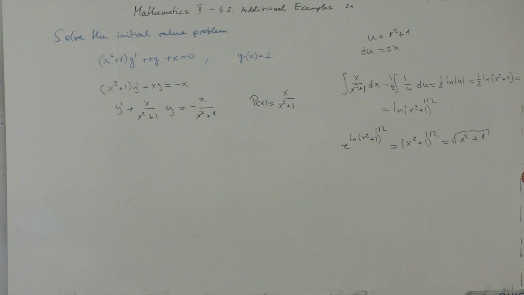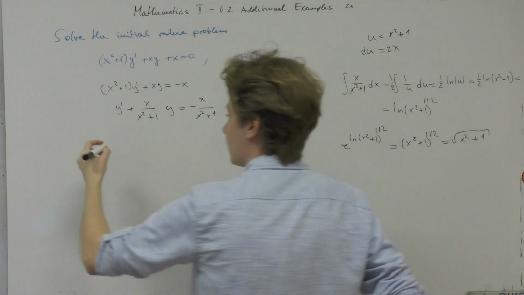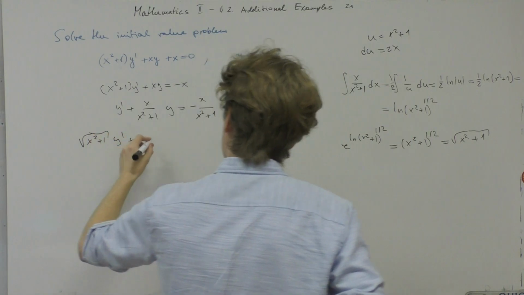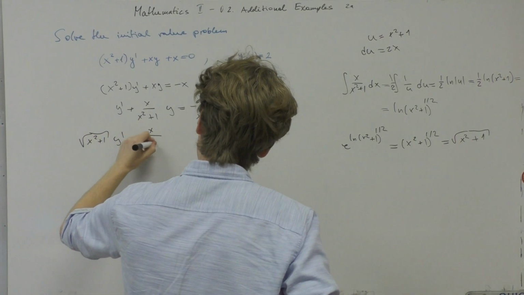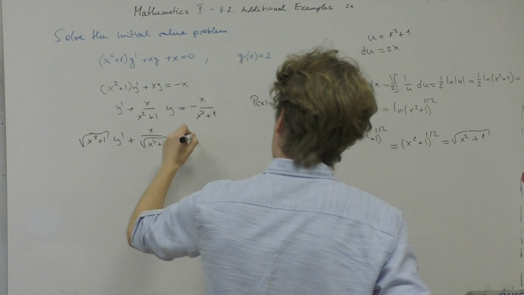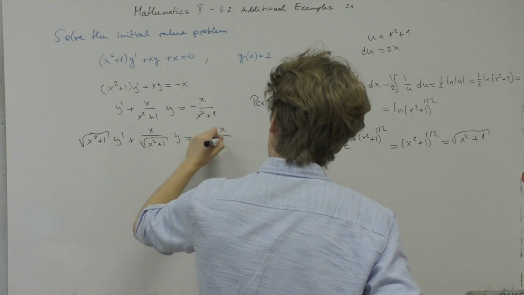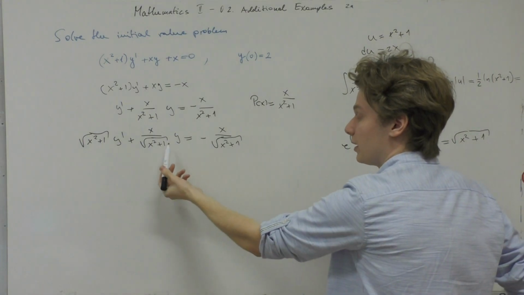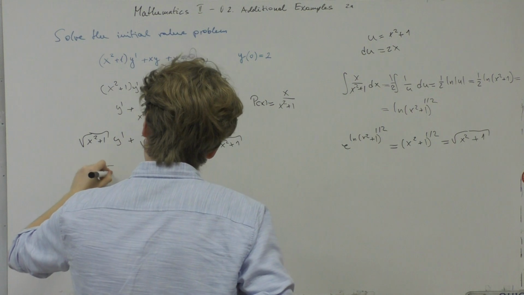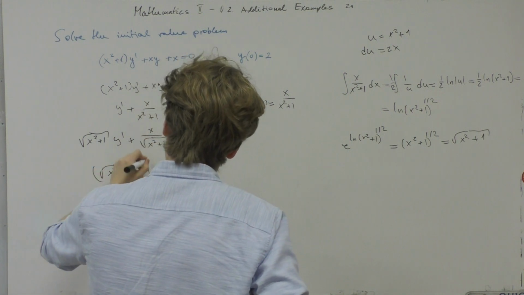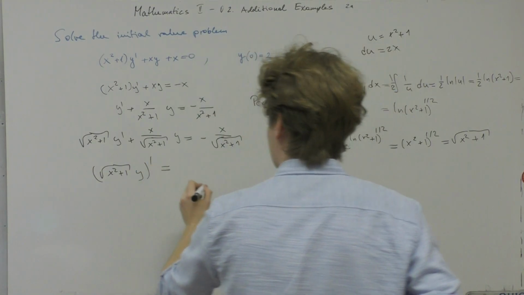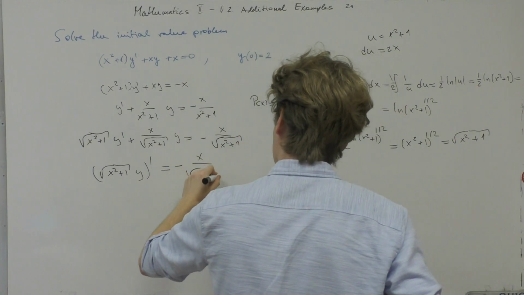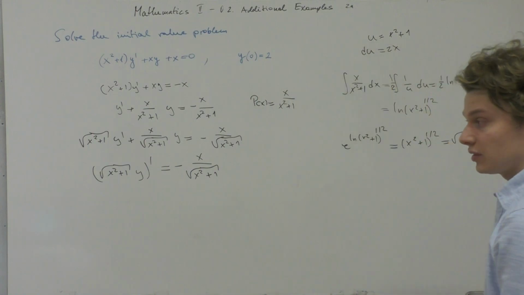Now we have to multiply both sides of the equation with this term. We get that square root of x squared plus 1 times y prime plus x over the square root of x squared plus 1 times y is equal to minus x over the square root of x squared plus 1. We can clearly see that the left side is nothing else but the derivative of the square root of x squared plus 1 times y, and the right hand side will be minus x over the square root of x squared plus 1. Now let's integrate both sides.